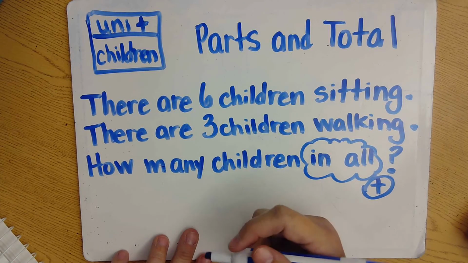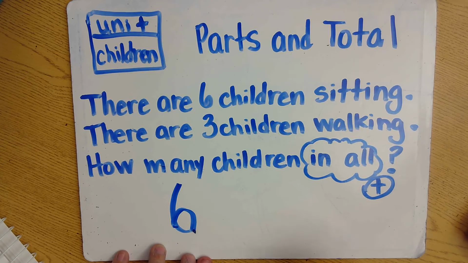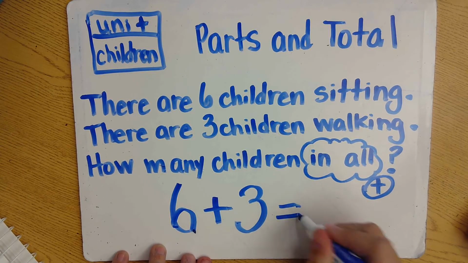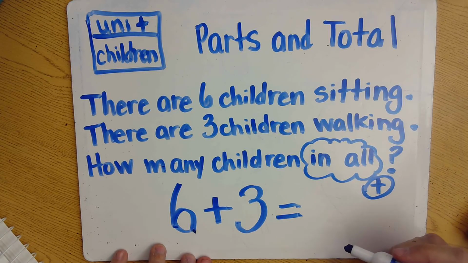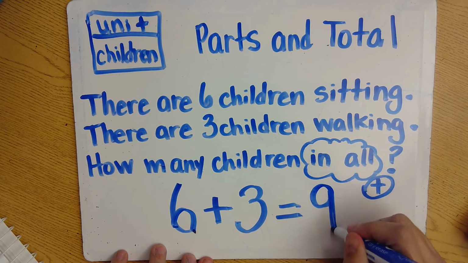I know the two parts. There are 6 children sitting, and there are 3 children walking. And I want to know the answer. How many children in all? 6 plus 3 is 9. You got it.